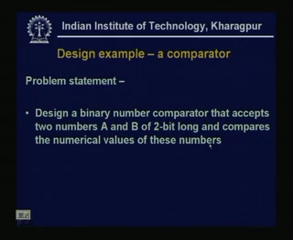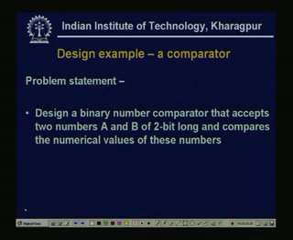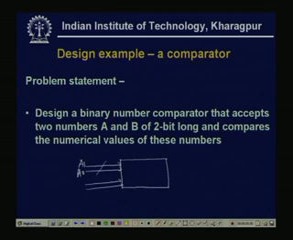So, if I draw that, this is a system, or my comparator. There will be 2 inputs, 2 bits each. So, this is my, say, A1, A0, and another 2 bits, say, B1, B0. So, these are the 2 inputs A and B, each has 2 bits.